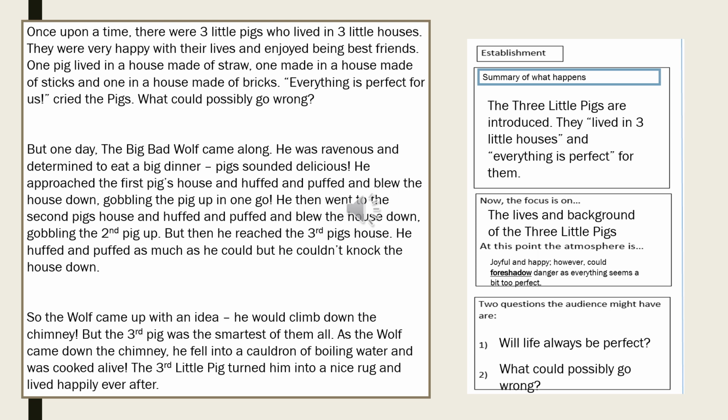So, there we have the complete story of the three little pigs. So let's look at what happens in the establishment, the beginning, the first paragraph.